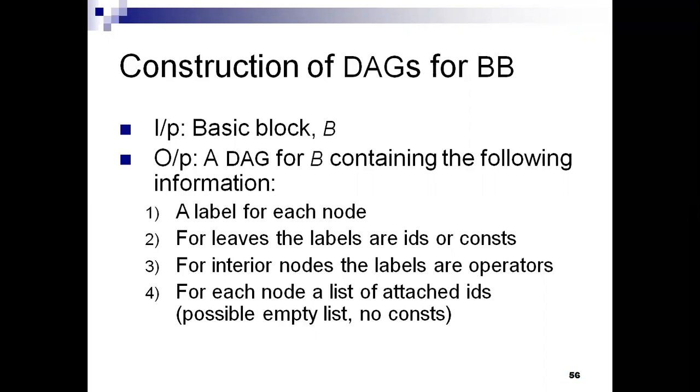And here B contains the following information: a label for each node. For leaves the labels are IDs or constants, and for interior nodes the labels are operators, and for each node a list of attached IDs, possibly an empty list, with no constants. These are the information contained in B. That means the output we are generating is in the form of a DAG, constructed by taking basic blocks as input.